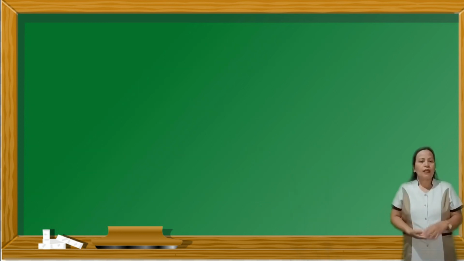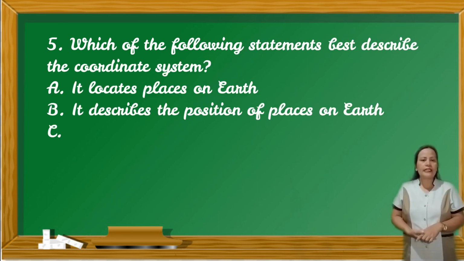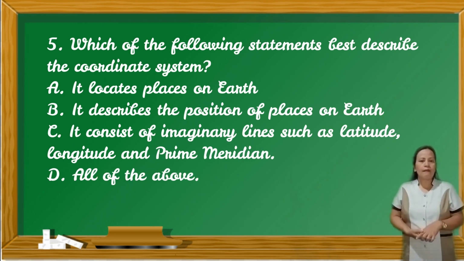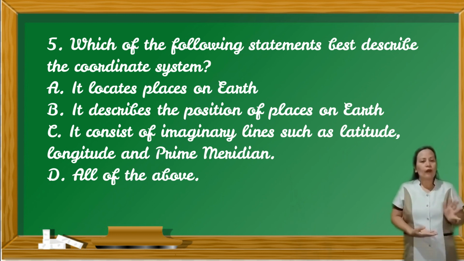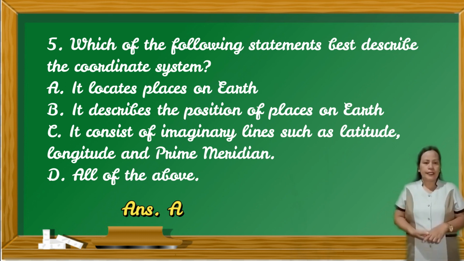Number 5. Which of the following statements best describe the coordinate system? A. It locates places on Earth. B. It describes the position of places on Earth. C. It consists of imaginary lines such as latitude, longitude, and prime meridian. D. All of the above. Great! The correct answer is letter A. It locates places on Earth.